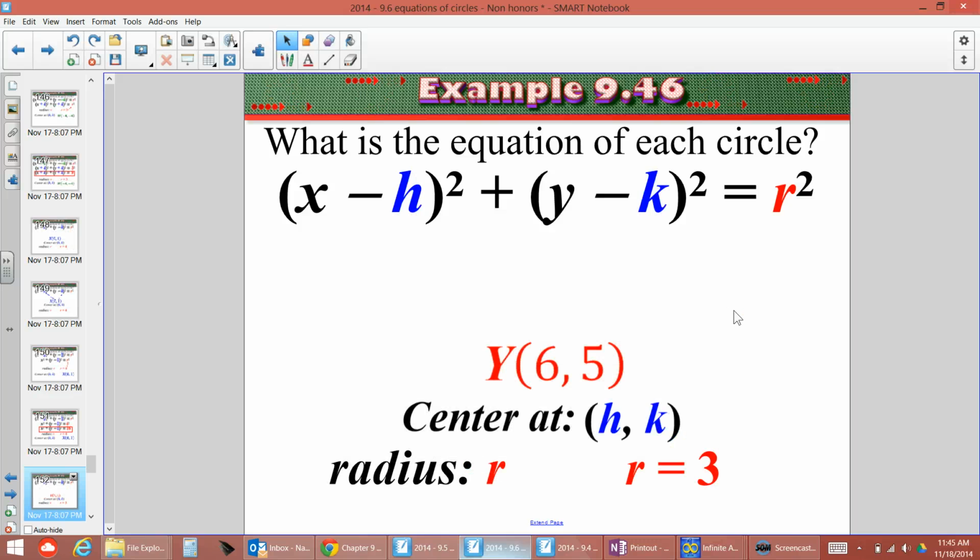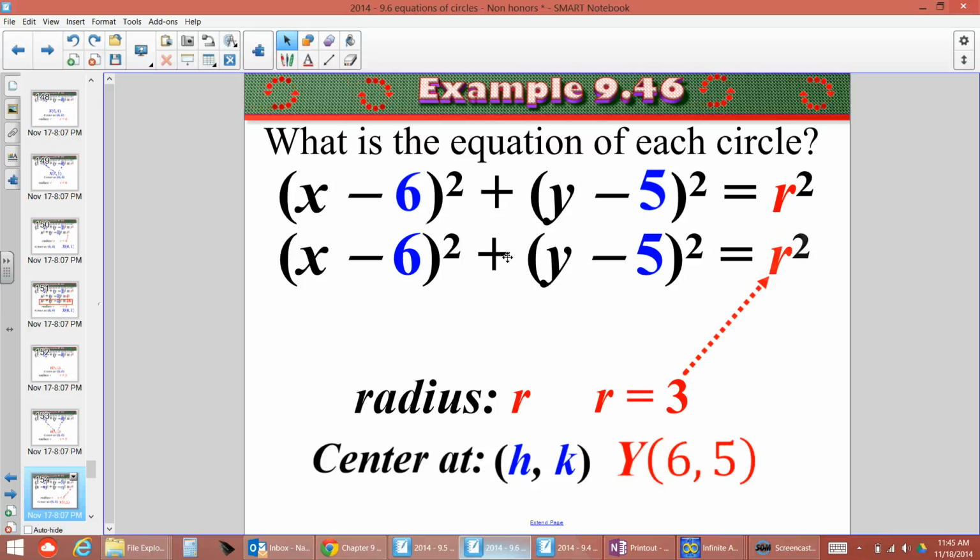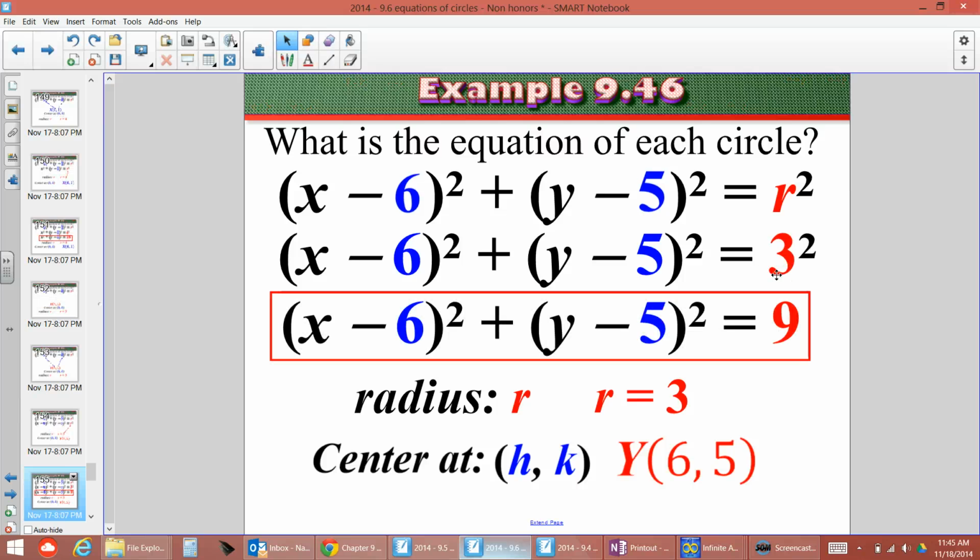This is kind of the same process we just did, but going backwards. Instead of giving me the equation and asking you to find this information, I gave you a picture, and then I asked you to find me the equation. We plug in our values. Nothing really changed there. We just subtracted 6 and subtracted 5. We plug in our 3 for r. We square it to get 9. There's the equation of circle Y.